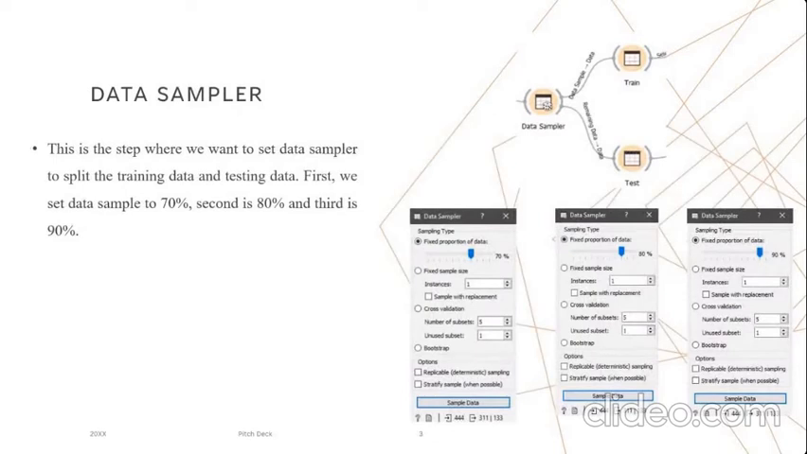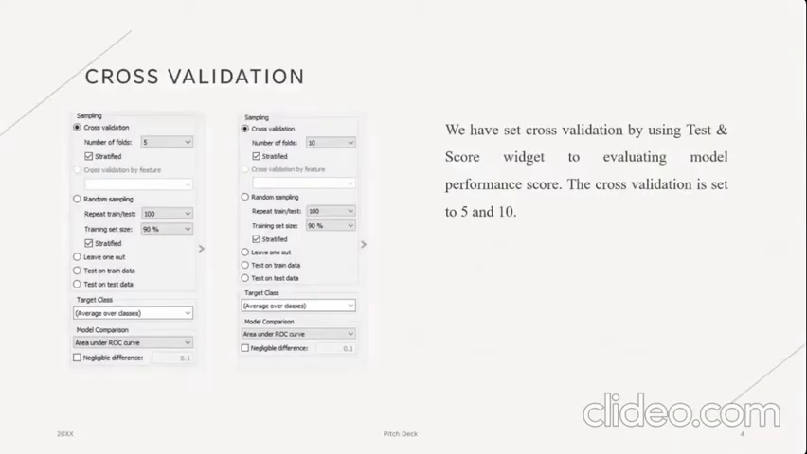So for the data sampler, this is the set where we want to set data sampler to split the training data and testing data. First, we set data sampler to 70% and 80%, and also the last one 90%. For cross-validation, we have set cross-validation by using test and score widget to evaluate model performance score. So we set cross-validation to 5 and 10.